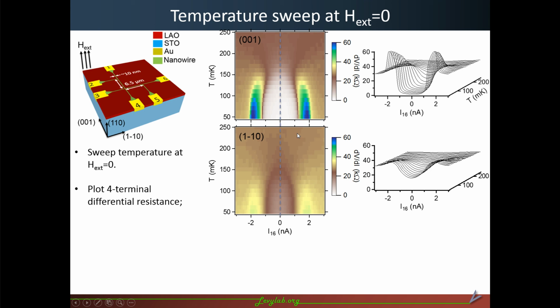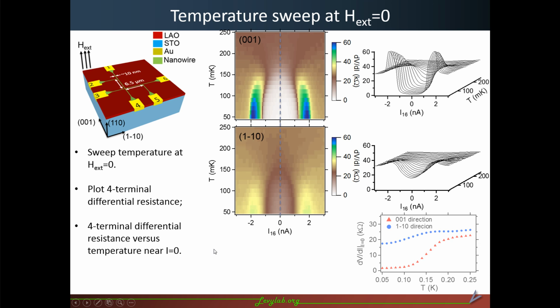From the intensity plot, we can see the superconducting transition, and as this blue dashed line indicates, we can also plot the 4-terminal differential resistance versus temperature near zero bias. From this data, we can see the superconducting transition is broad in the temperature window, and the critical temperature is around 150 mK.